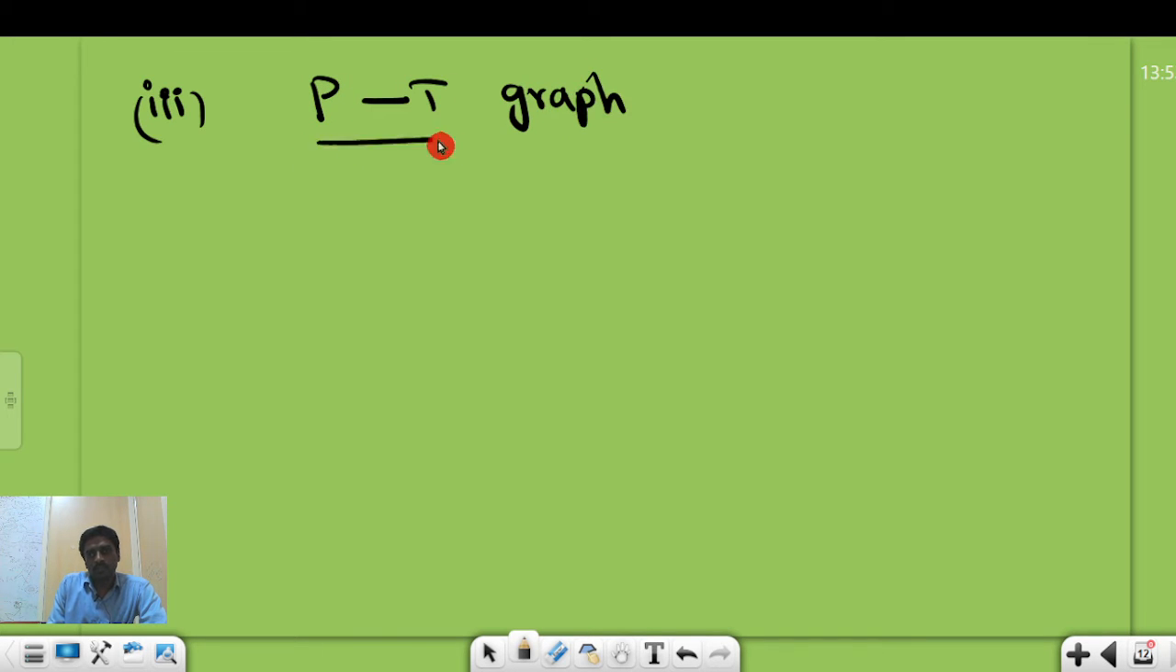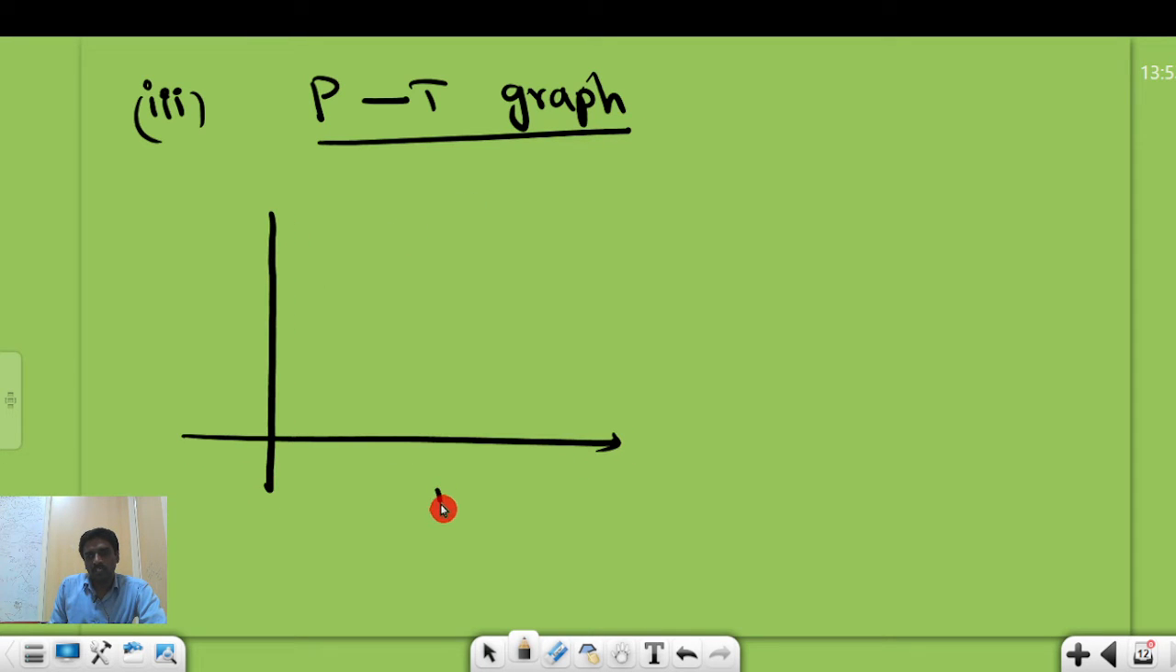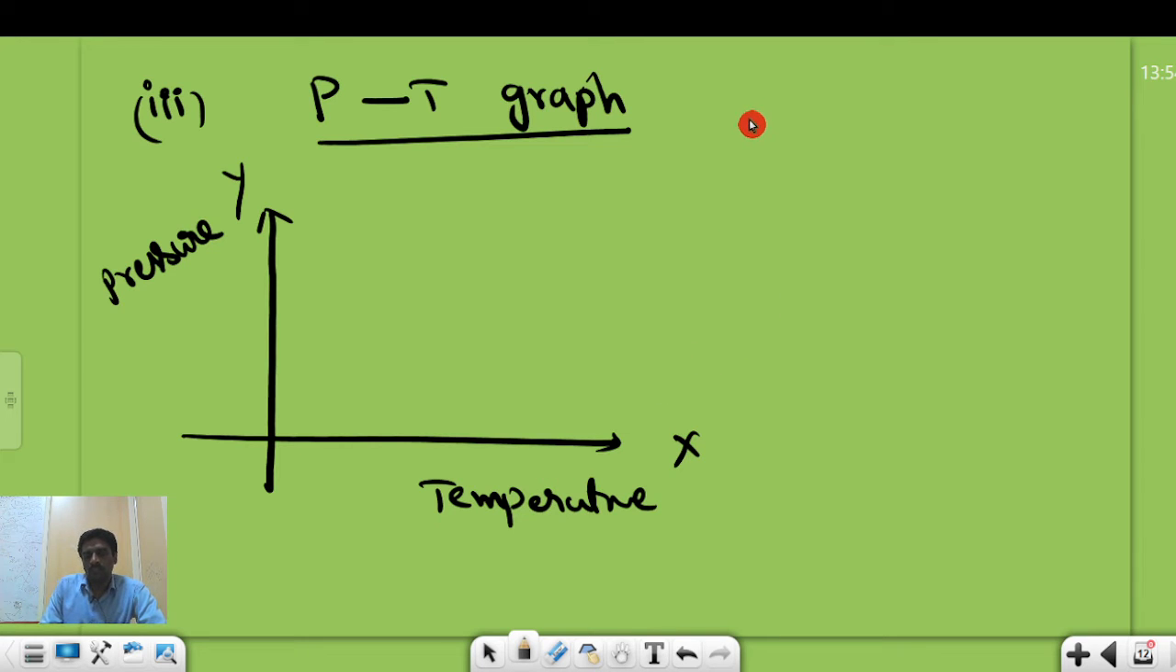P and T graph I am drawing. As we know, I am taking temperature on the x axis and pressure on the y axis. As we know that this process is the isobaric process. Isobaric process means the pressure must be maintained at constant pressure.